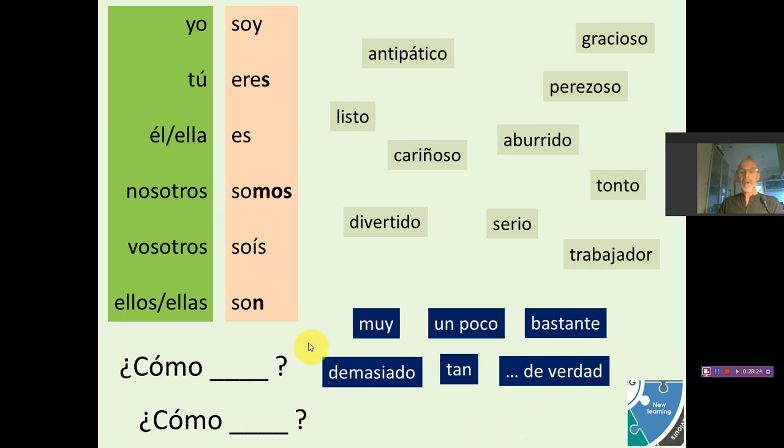So we've got a collection of intensifiers that we can put before, and in this case after, our adjectives. We know how to ask the question now, what is somebody or something like? It's cómo, and then the right bit of the verb ser. If I wanted to ask myself reflexively, what am I like? It would be cómo soy. Oh, I'm a funny, interesting, good-looking person. Soy una persona graciosa, guapa, trabajadora, whatever it is you want to say.